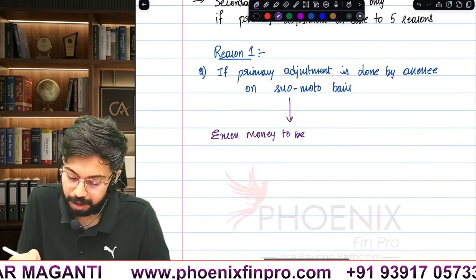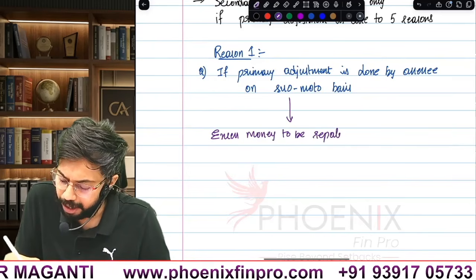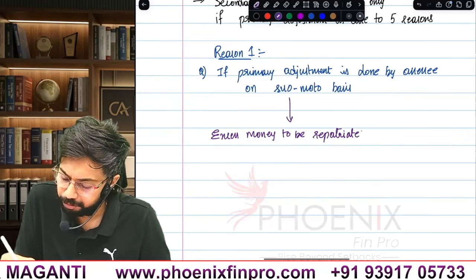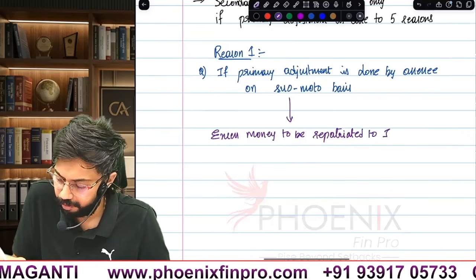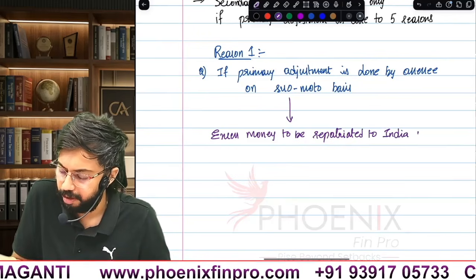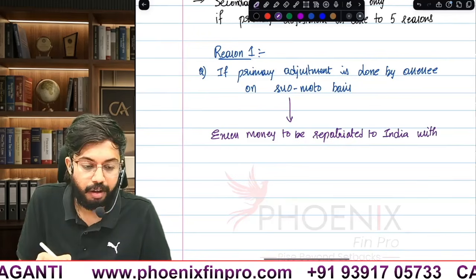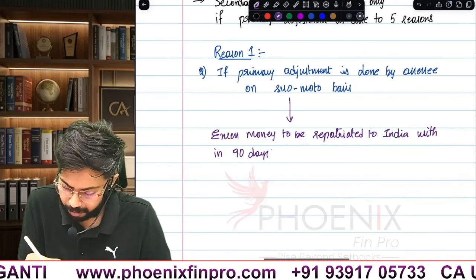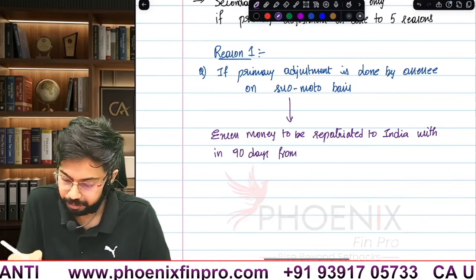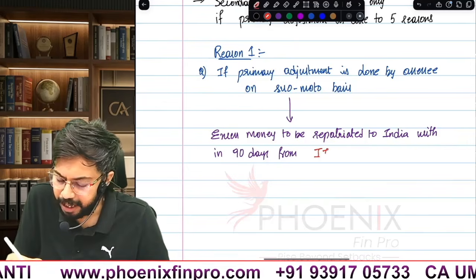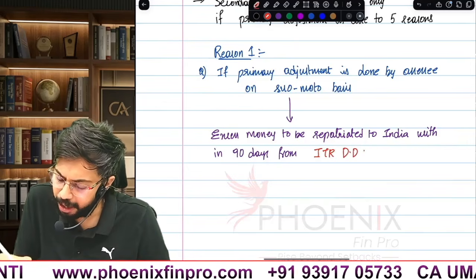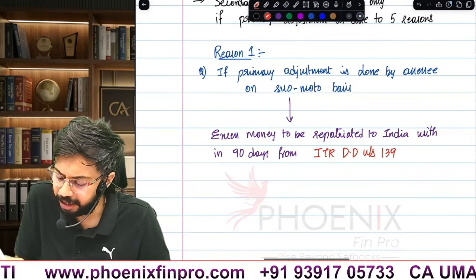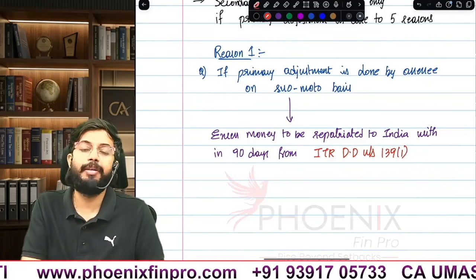Excess money to be repatriated to India within 90 days from... this 90 days are to be calculated from ITR due date under section 139 subsection 1. Are you able to understand?